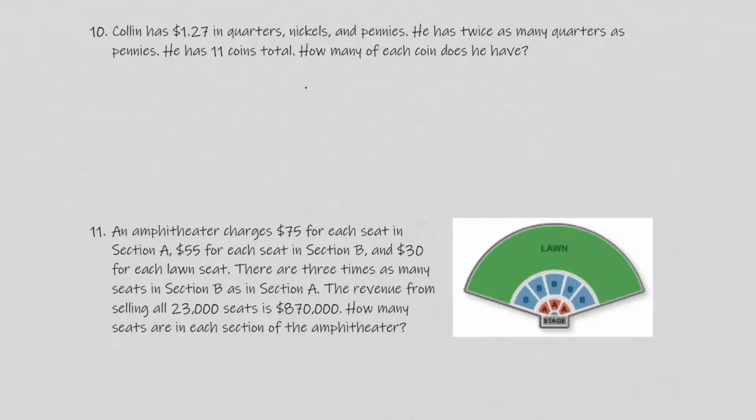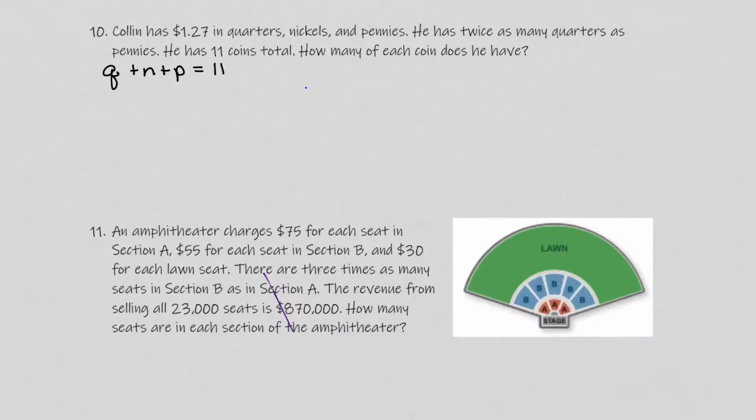So Colin has $1.27 in quarters, nickels, and pennies. He has twice as many quarters as pennies, and he has 11 coins in all. So this is the same type of problem. We know this time he has quarters, nickels, and pennies, but he has 11 coins.